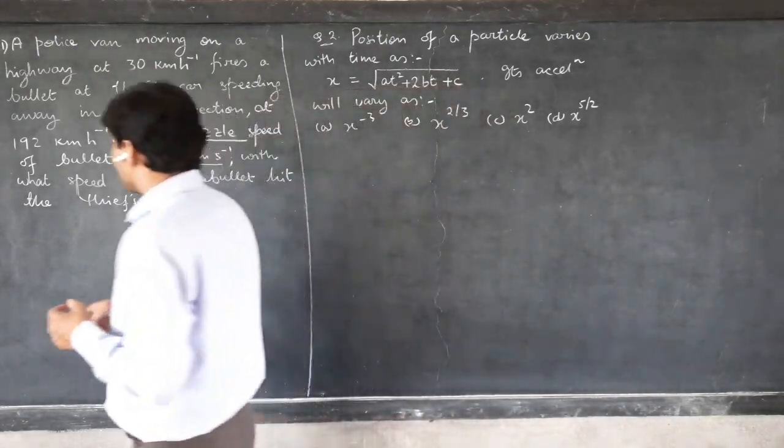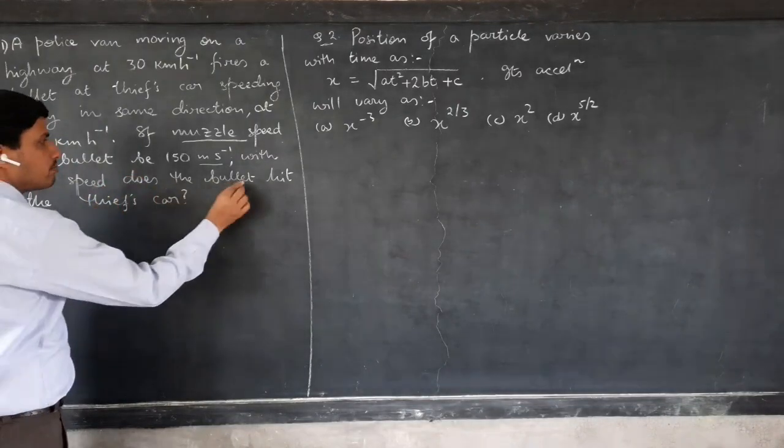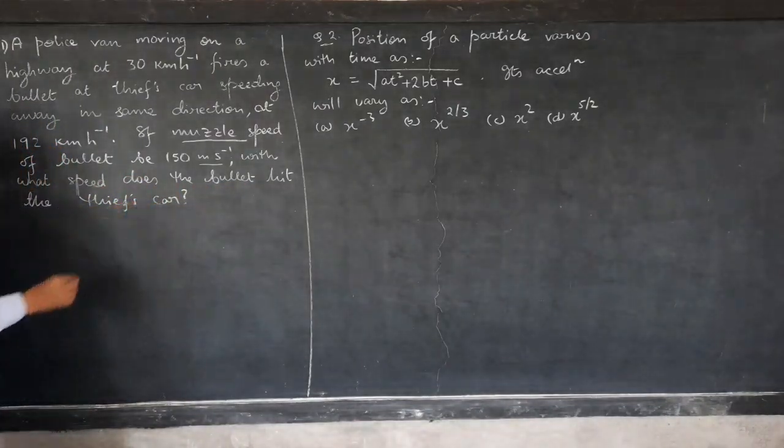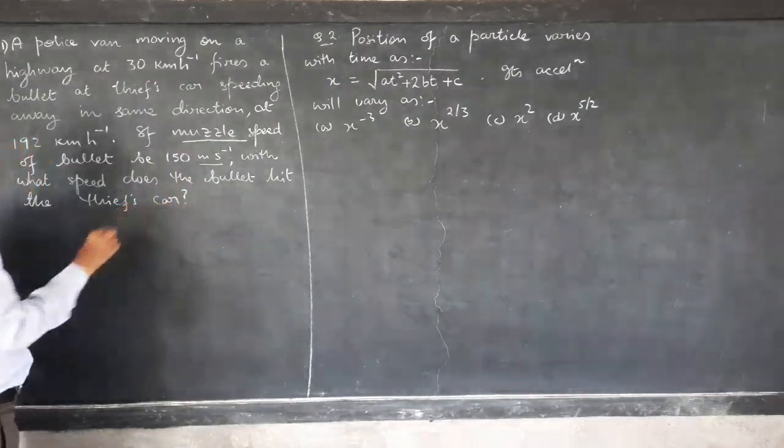That is the intent of this particular question. So please understand this phrase. With what speed does the bullet hit the thief's car? Here we have to find the velocity of this bullet as perceived by the car.